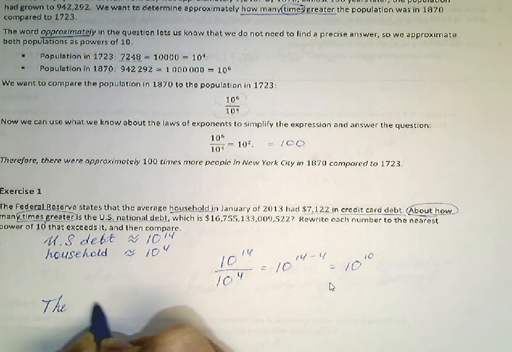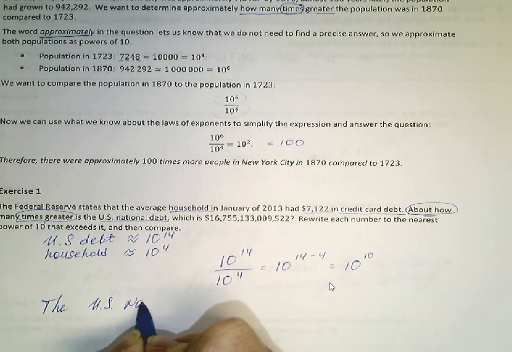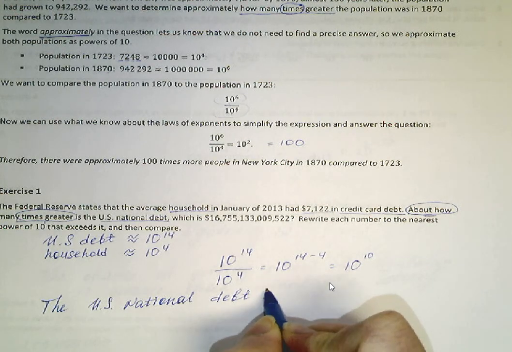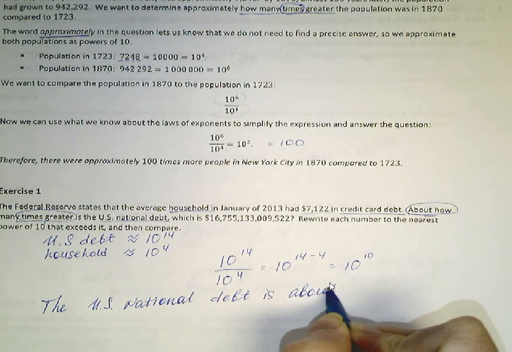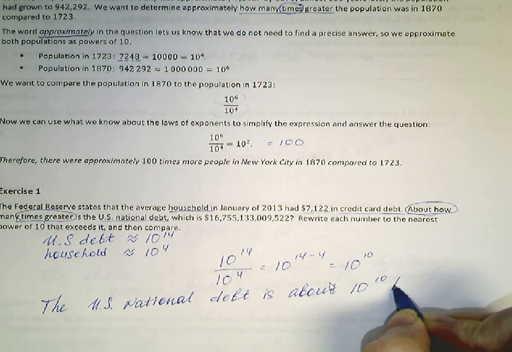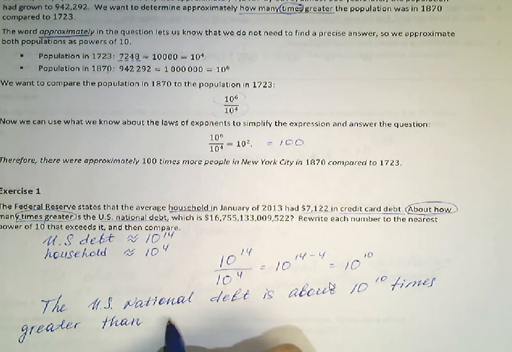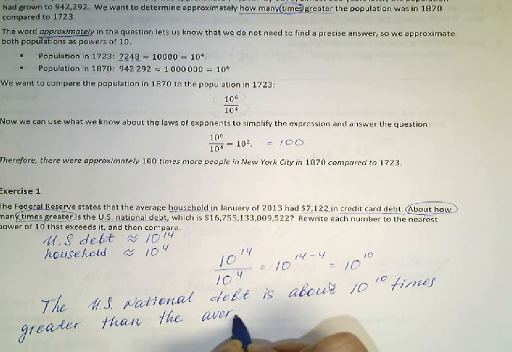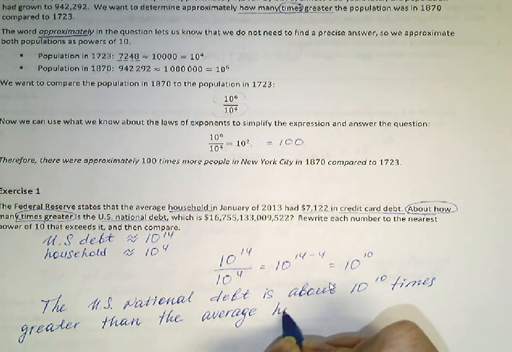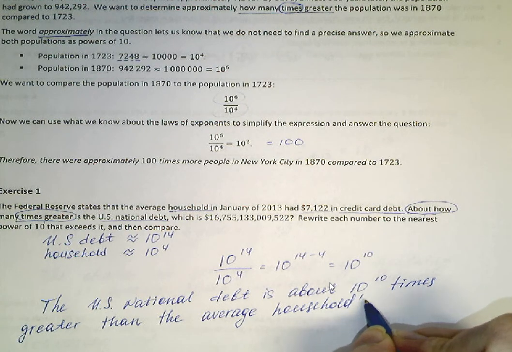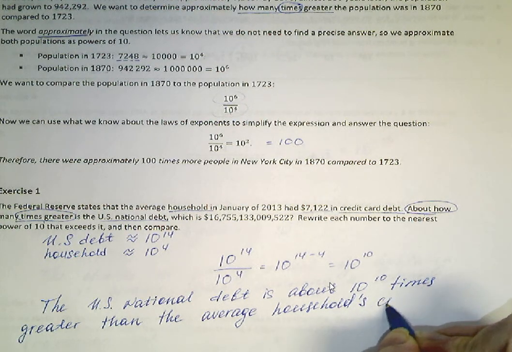The US national debt is about 10 to the 10th times greater than the average household's credit card debt.